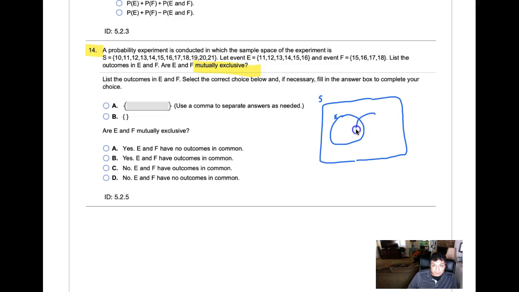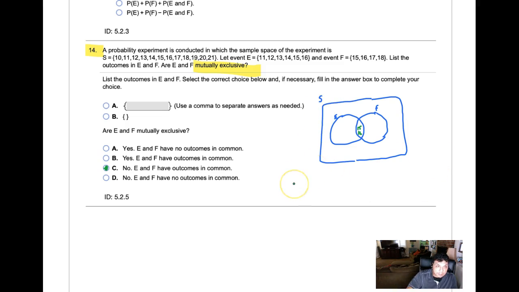And what happens with E and F is that they share some values. S is all of these numbers. E is 11 through 16. F is 15 through 18. So what I see is that E and F share 15 and 16. So they are not mutually exclusive because they have outcomes in common, E and F. There's some commonality between E and F. They have two outcomes in common out of the full sample space.